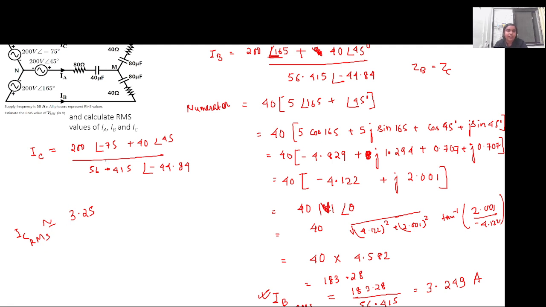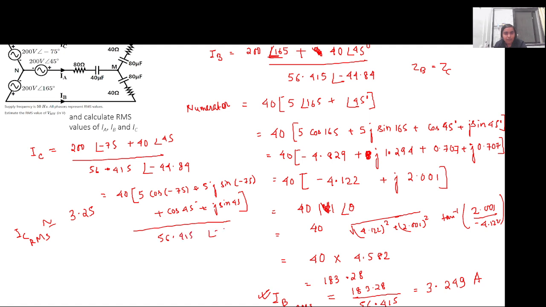So it is the same thing. You will take 40 common, then expand this minus 75. So if we take 40 common, it will be 5 cos of minus 75 plus 5j sine of minus 75 plus cos of 45 degree plus j sine of 45 degree by this Z value, 56.415. You will put the value of cos and sine, simplify, convert it to polar form by taking square root of a squared plus b squared, whatever a and b, and you can get to this particular answer. You will do it on your own, right?